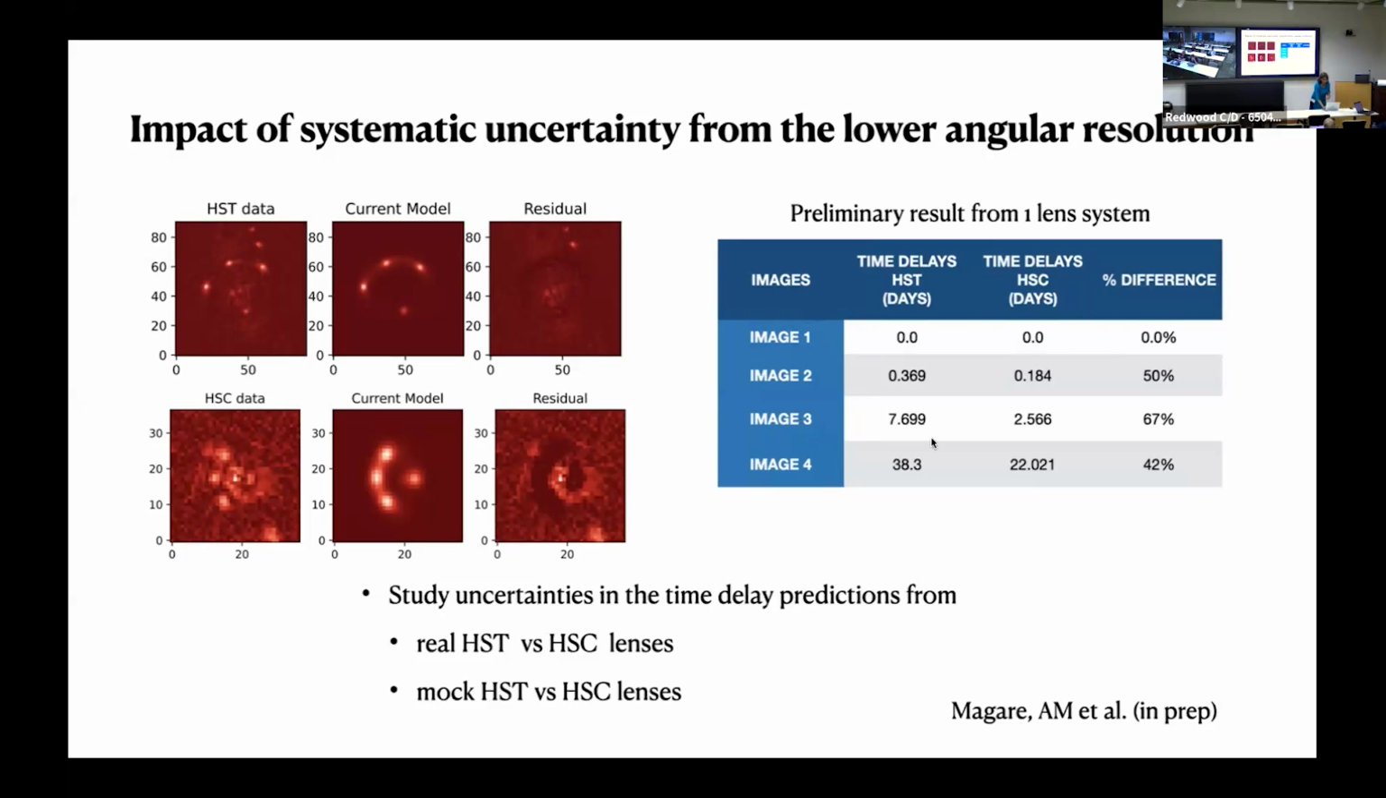And what we find from our preliminary analysis is that for the time delays that we can predict from ground-based data, there can be differences of the order of 50% or so. So we're going to do this analysis with more and more systems. This particular result is for real lens systems, but we are also going to do this analysis with mock lenses so that we have a better understanding of what the true time delays are. Yeah, so we're going to do this further.